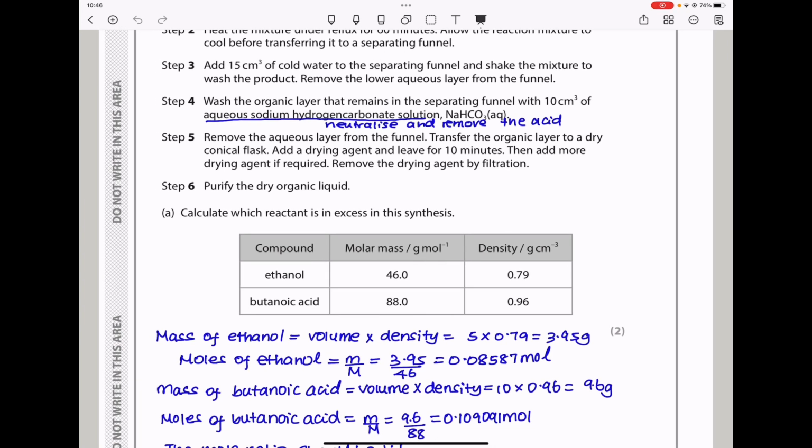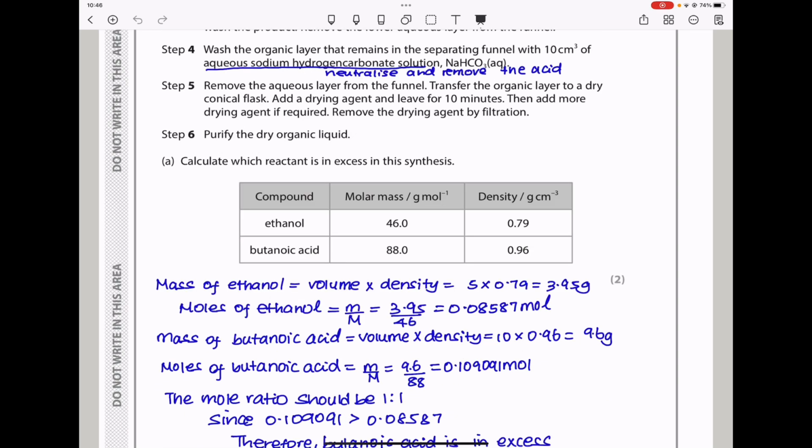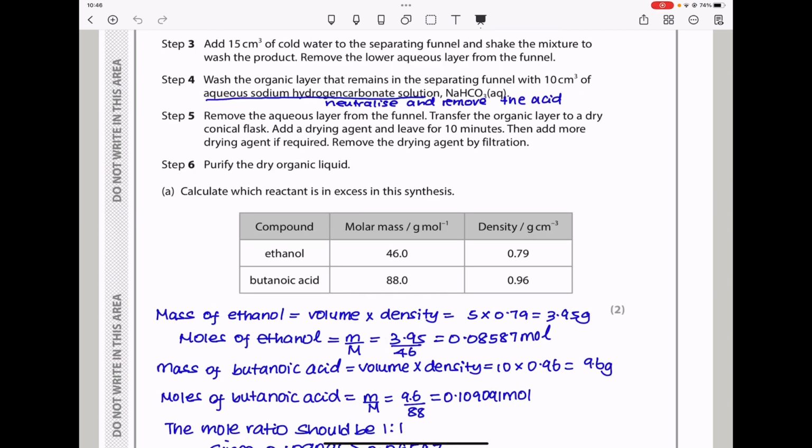So the first question says, calculate which reactant is in excess in this synthesis. So this is an esterification reaction in which we have ethanol as well as butanoic acid. For ethanol, the mass is going to be volume times density, and from the question we see the volume was 5 centimeters cubed, so 5 times 0.79, which is the density, gives us the mass as 3.95 grams. Now the moles of ethanol are going to be that mass divided by the molar mass, which is going to be 3.95 divided by 46, and these are the moles we get.